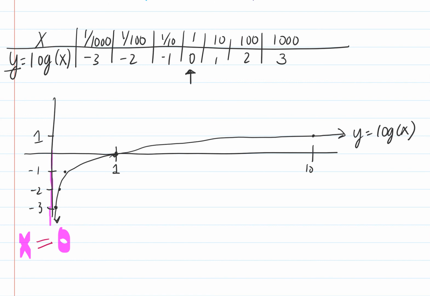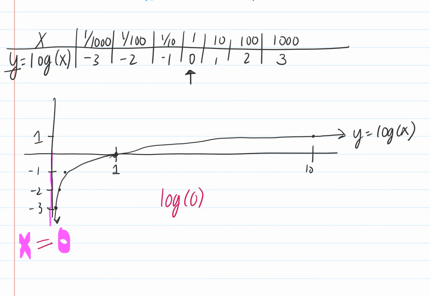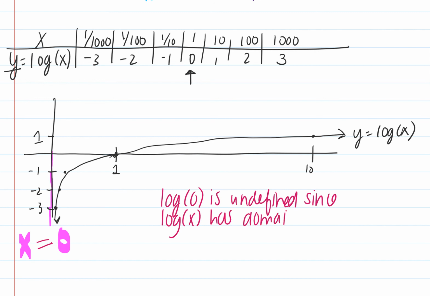Because our function has a vertical asymptote at x equals 0, that means it will never actually use the x value 0. And therefore, we can conclude that the log of 0 is undefined, since log of x has domain the interval from 0 to infinity, just not including 0.